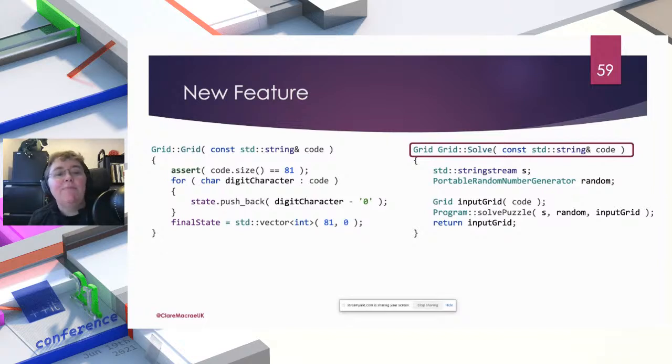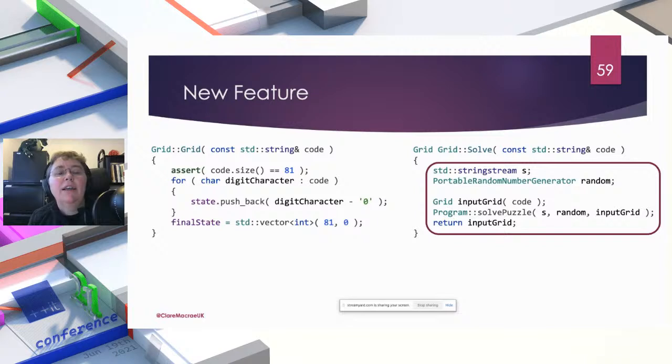So I create the string stream, which I'm going to ignore the contents of, but that will be the console output. Don't care about that in this case, so I'm just going to bin it. And I don't care about the seed for the random number generator, but I need to pass one in. So create a grid, call it input grid, call program solve puzzle, and then return the grid. And that is my testing.